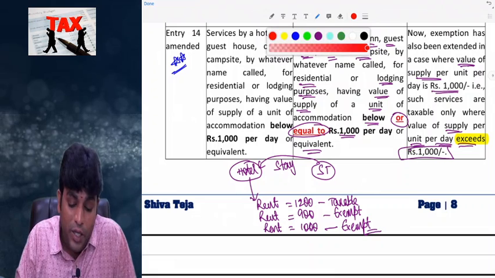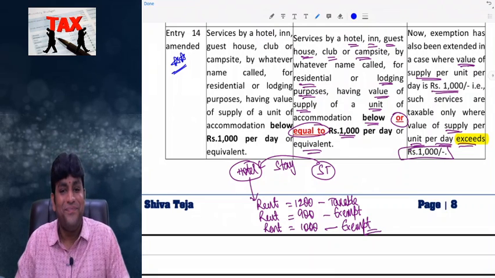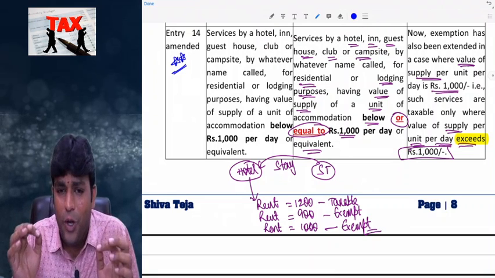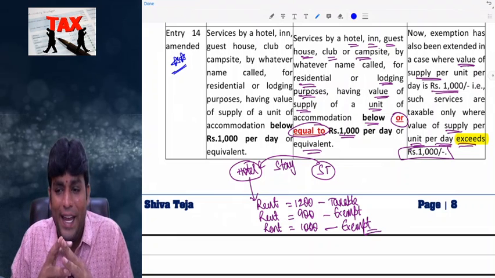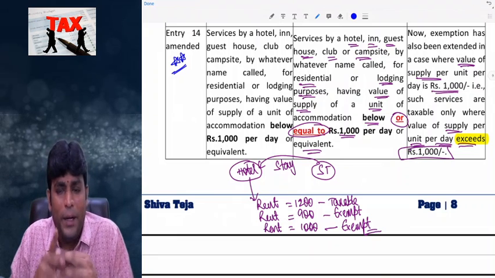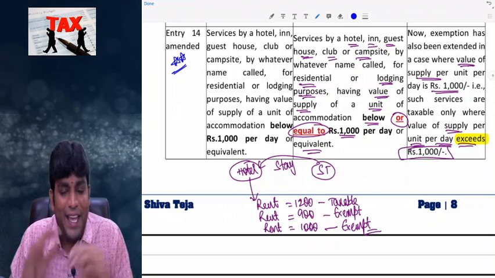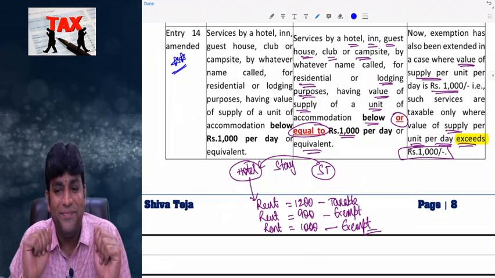Earlier, exemption was given only when the amount per day was less than 1000. Exact 1000 was taxable. But now they made an amendment stating that exact 1000 is also exempt.